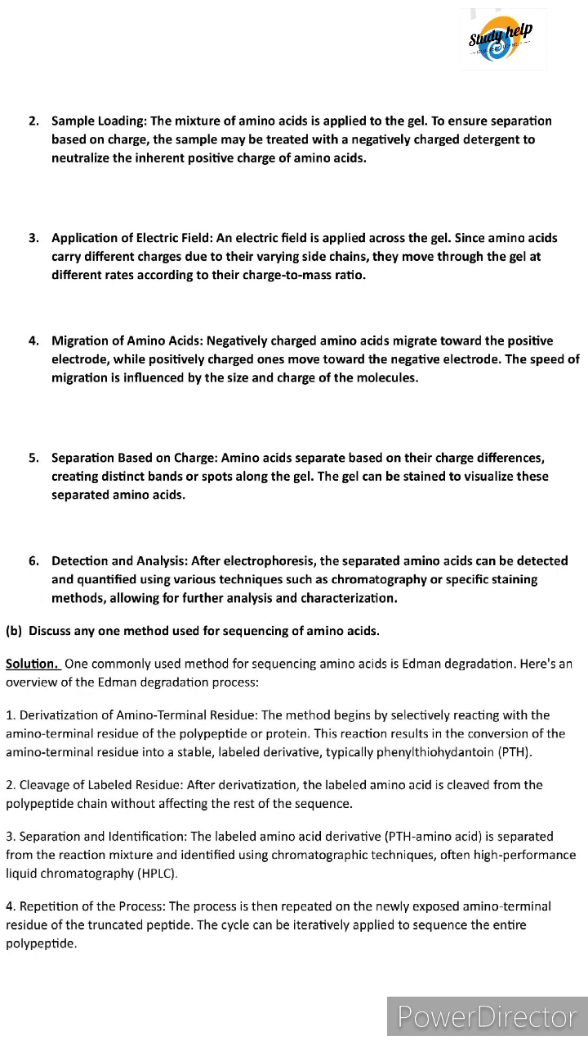Negatively charged amino acids migrate toward the positive electrode, while positively charged ones move toward the negative electrode. The speed of migration is influenced by the size and charge of the molecules. 5. Separation based on charge. Amino acids separate based on their charge differences, creating distinct bands or spots along the gel. The gel can be stained to visualize these separated amino acids.